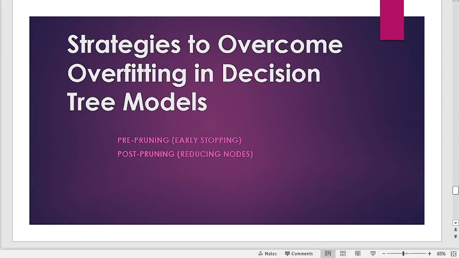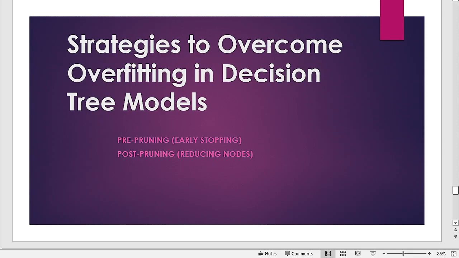It limits the maximum level of depth in the decision tree. Minimum samples per leaf. Set a minimum threshold for the number of samples in each leaf node. Minimum samples per split. Specify the minimal number of samples needed to break up a node. Maximum features. Restrict the quantity of features considered for splitting. By pruning early, we end up with a simpler tree that is less likely to overfit the training data. Post pruning, that is reducing nodes.